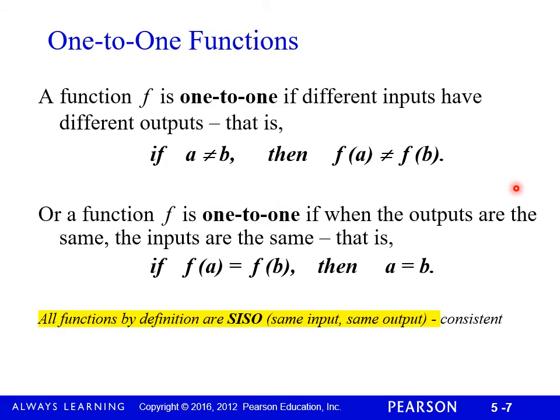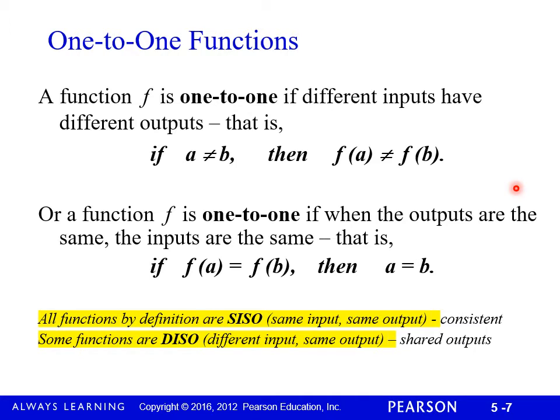Like we talked about before, all functions by definition are SISO. When you put the same input in, you get the same output. And that's just about them being consistent. You want a function to be consistent. When you pump gas and the function is calculating how much money you owe, you don't want today you pump 10 gallons and tomorrow you pump another 10 gallons and the outputs are different. The function is the same, assuming the price of the gas is the same.